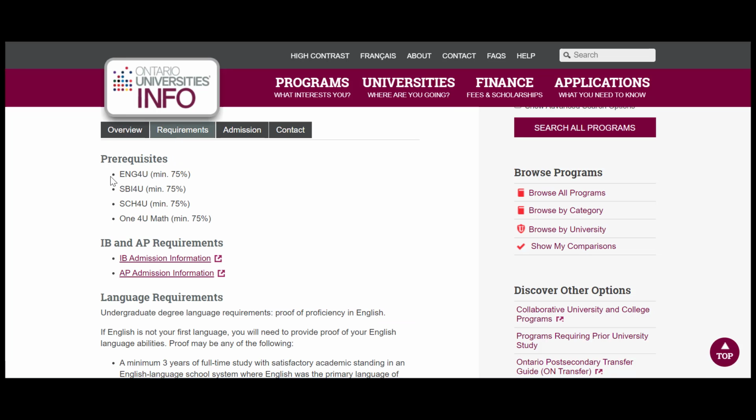So under requirements, we see that you need a 4U English, a 4U Bio, a 4U Chemistry, and one 4U Math. They're saying a minimum of 75%. Obviously, those marks need to be higher to get to that minimum average of low 90s.